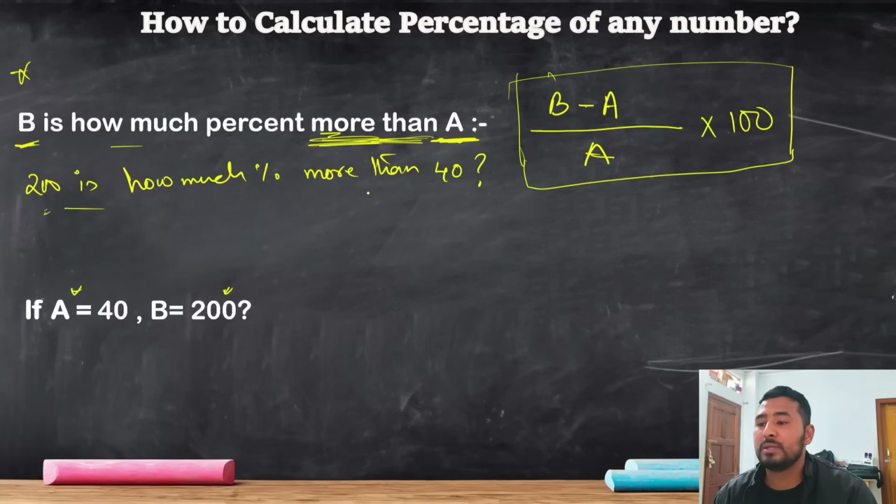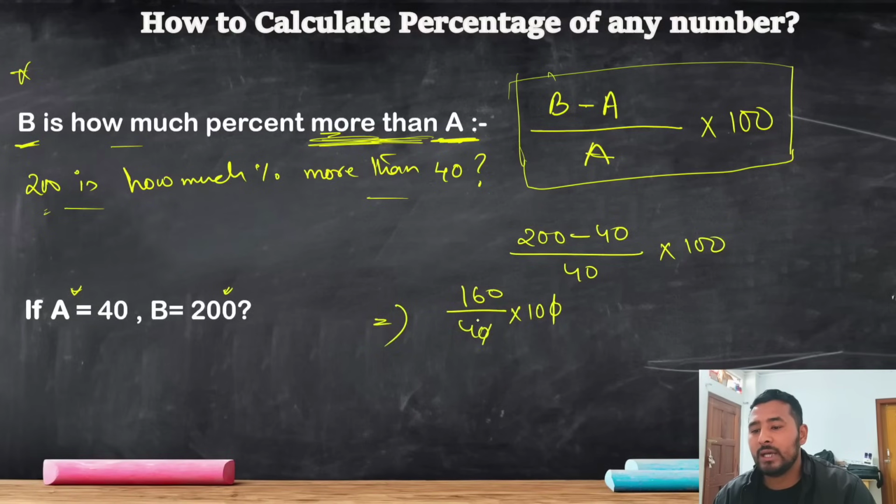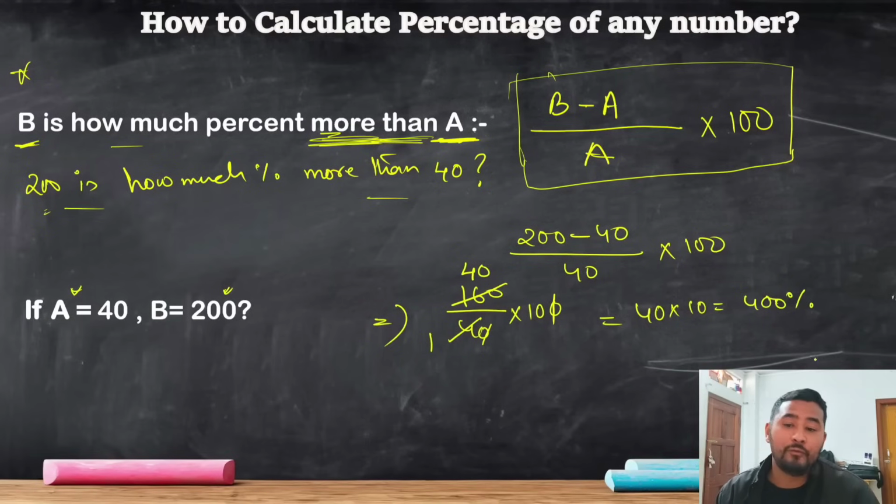Okay, so let us do this one. 200 is how much percent more than 40? Our B is 200 minus A is 40, our A is 40, into 100. Let us cancel this one. 200 minus 40 will be how much? 160 by 40 into 100. Now cancel 0, 0. Then 4 1s are 4, 4 4s are 16, so 160 by 40 is 4. When you multiply this by 100, you get how much? 400%. So 200 is 400% more than 40. Clear? Let's see one more.